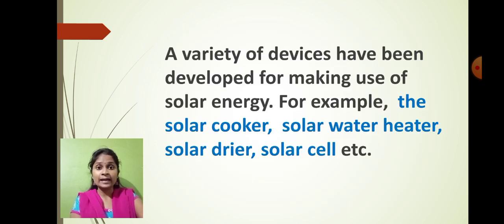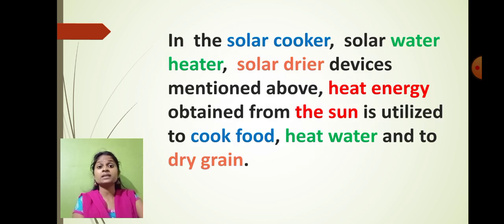You know that a variety of devices have been developed for making use of solar energy. For example, you must have heard about the solar cooker, in which we can cook food material. Then the solar water heater, where we can heat water. Then the solar dryer, and again the solar cell. These are the different devices which use solar energy in larger amounts.